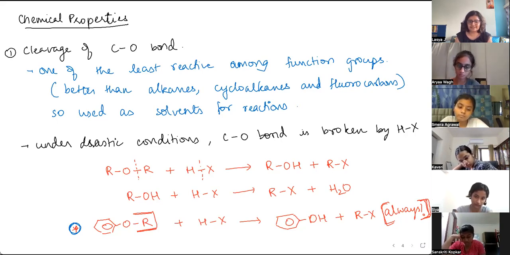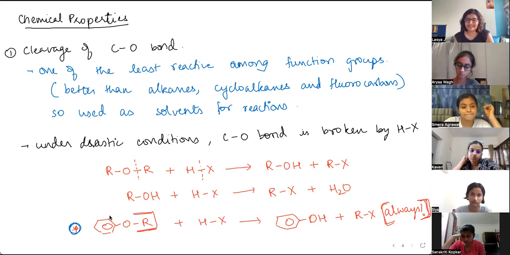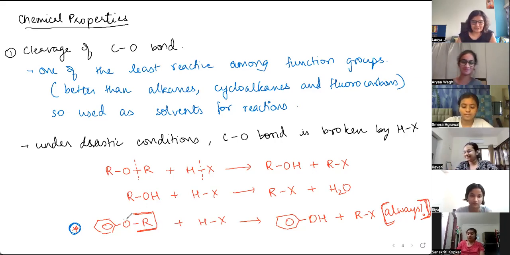This is something we discuss always when there's a benzene ring in question. That's your hint. Resonance. Partial double bond characteristics. Yes, that's it. So always the lone pair on oxygen is involved in resonance. So this particular C-O bond is much stronger. You can't break this that easily. So always the cleavage happens on this side.